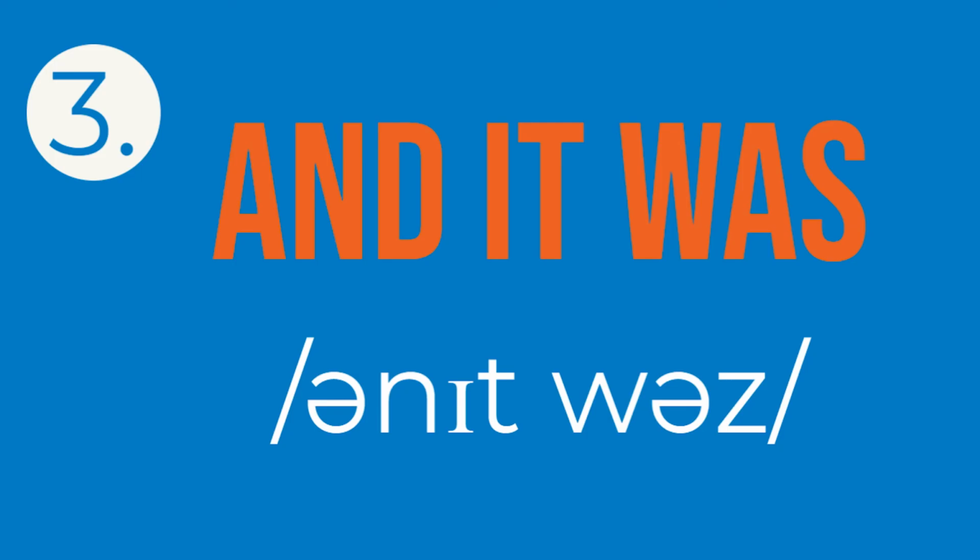Police everywhere. In this example, you have the very weak form of and, which is un. Un then links up to it, which becomes unit. And finally, you have the weak form of was, which is wuz. So you get, and it was, and it was.